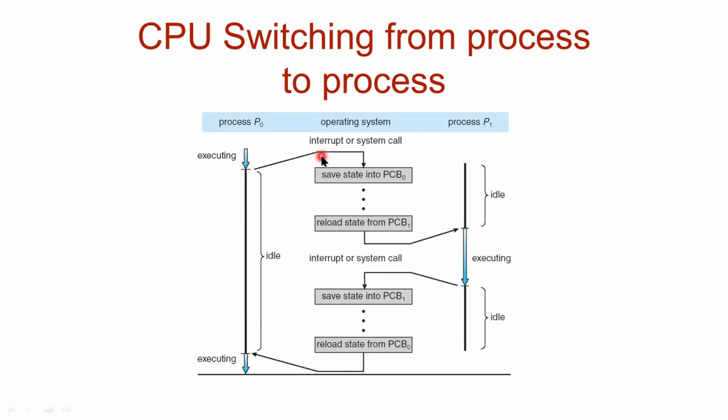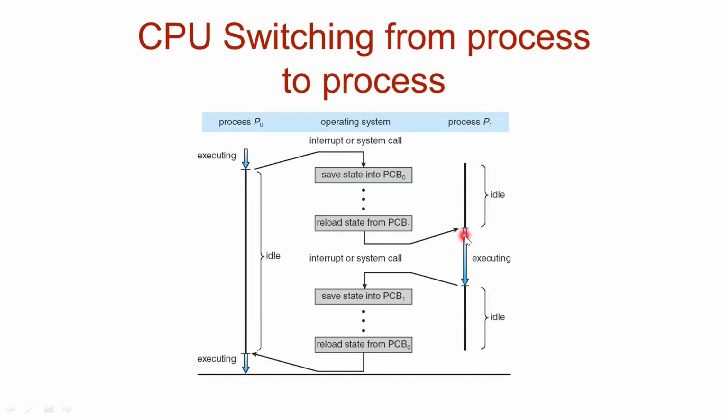It will save the state into PCB0. Saving state will take some time. Once the state has been saved, it will load the state of the process which interrupted P0. So it will load the state from PCB1.